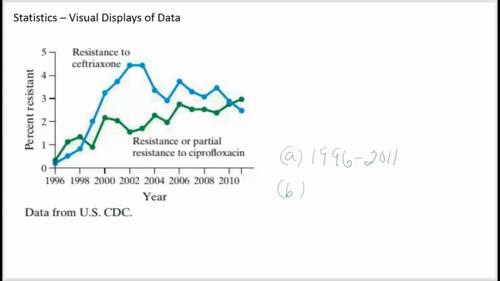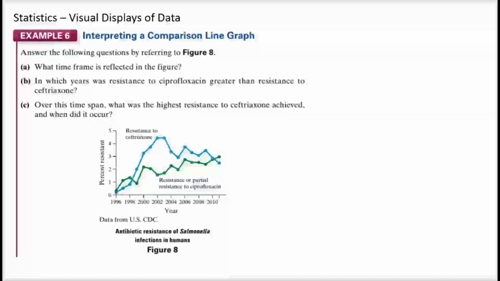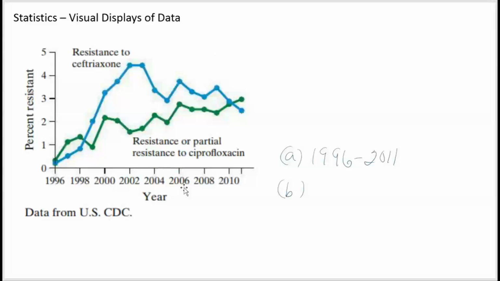Now let's look at what they ask us for question B. I'm going to change slides. Question B, in which years was resistance to ciprofloxacin greater than resistance to ceftriaxone? Ciprofloxacin is the green one, okay? In which years was the green one greater than the blue one? That's all we're asking. So let's flip the screen and look at that. Green one greater than the blue one.